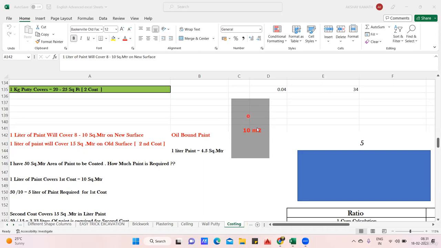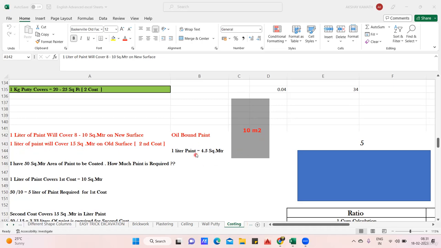Now over this you're going to do another coat, that is a second coat. When you go for the second coat, 1 liter of paint will cover around 15 square meter. First time when you paint on any surface, it has no paint on it, so the first coat will always take more paint. The second coat will take less paint because the first coat is already done. Once the first coat is done, your second coat gets a kind of lubricant, a good surface, so the paint consumption will come down. That is why your first coat will cover around 8 to 10 square meter, and the second coat will cover 15 square meter per 1 liter of paint.